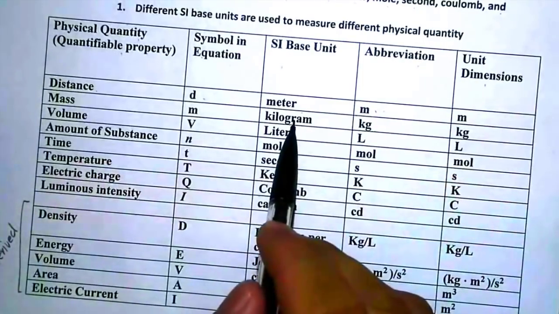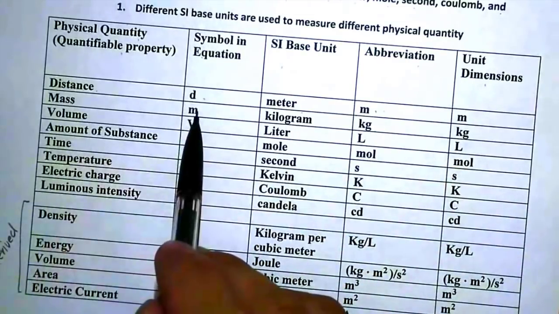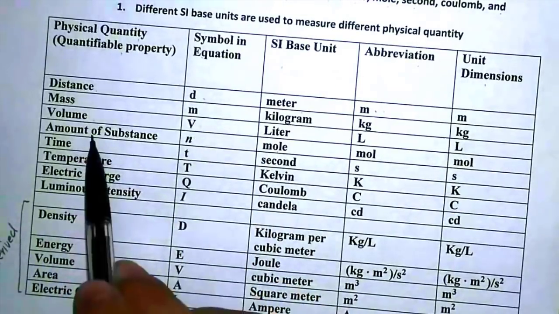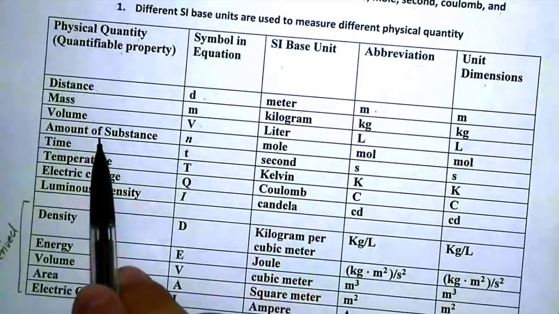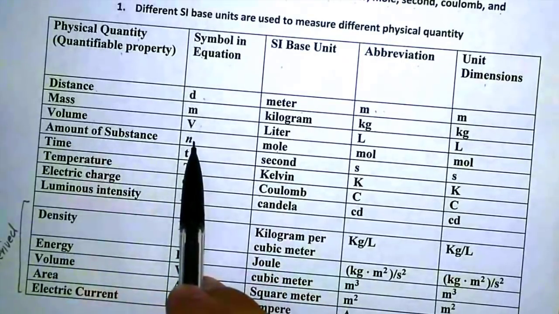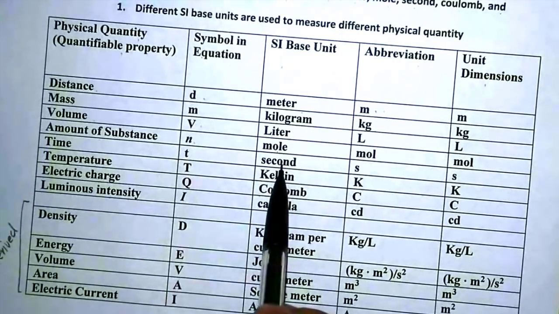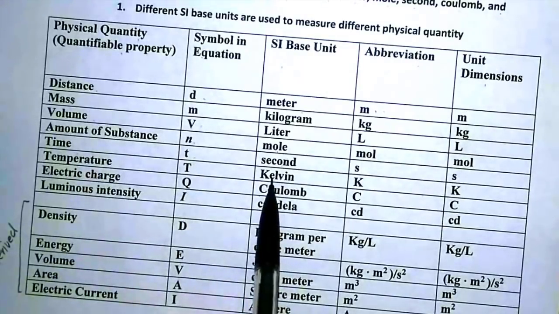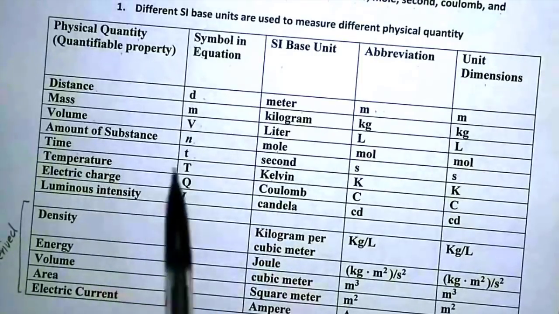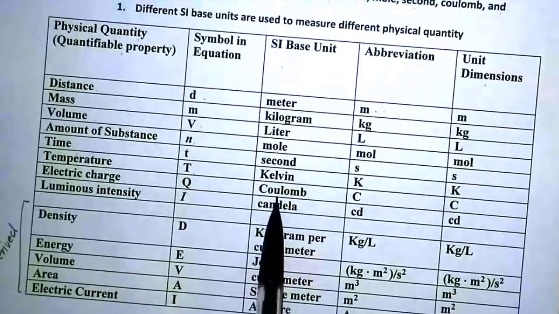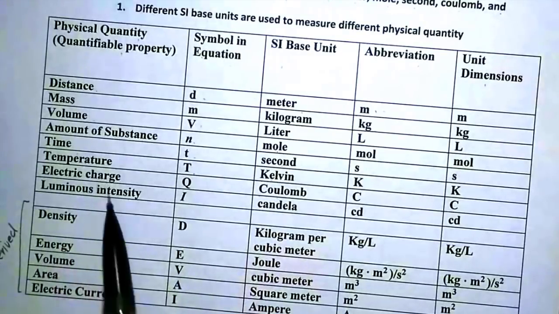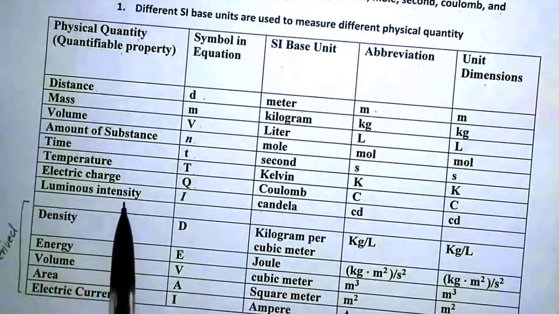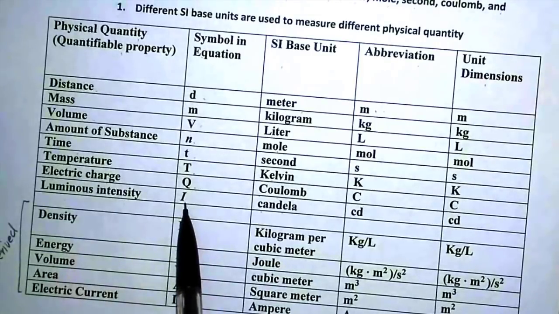We have kilogram used to measure mass, which is represented by the letter M. Then we have liter used to measure volume, which is represented by the V. Then we have the unit mole used to measure the amount of substance, represented by the italic lowercase n. Then we have second, used to measure time, represented by the lowercase t. Then we have Kelvin, used to measure temperature, represented by the capital T. Then we have Coulomb, used to measure electric charge, represented by the uppercase letter Q. Then we have candela, used to measure luminous intensity, represented by a capitalized italicized I.